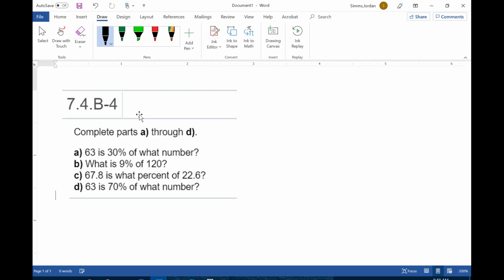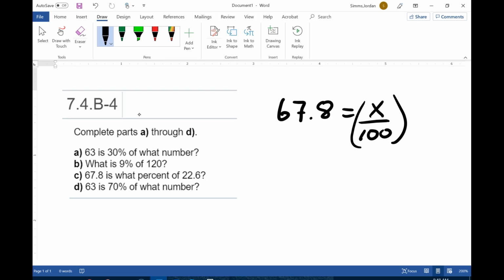I'll make some more room here. C, 67.8. So again, we're just going to write that out. 67.8 is what percent? So now this one's kind of a tricky one. What percent? I'm going to say x over 100 because this does equal a percentage. You could leave this 100 part out, but then you would have to multiply your answer by 100. So I like to just keep it in, and that way we don't mess it up.